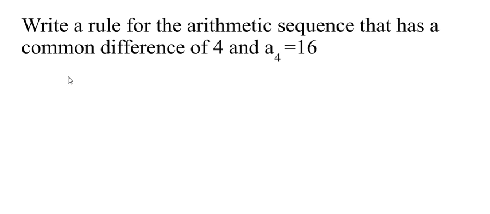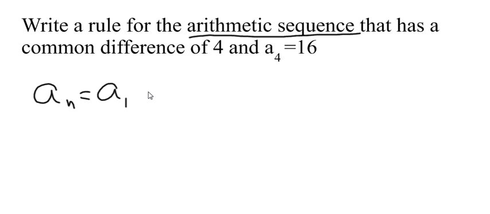Well, let's begin. Write a rule for the arithmetic sequence that has a common difference of 4 and a sub 4 is equal to 16. The key word here is arithmetic sequence, because we know that that sequence follows a pattern. A sub n equals a sub 1 plus n minus 1 times the common difference.